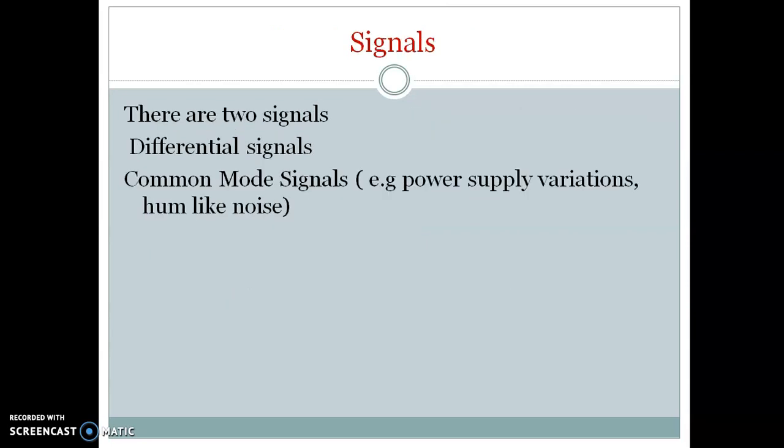So far we have seen the signal combinations, and we have come across two kinds of signals. One is the common mode signal, where both inputs are fed with the same signal. The other is the differential signal: if the two input terminals are fed with different signals, or only one terminal is given the signal and the other is ground, or with opposite polarity signals. So single ended and double ended both come under the differential signal.